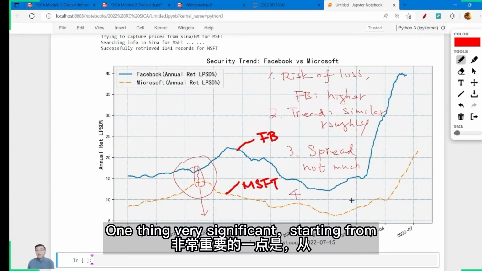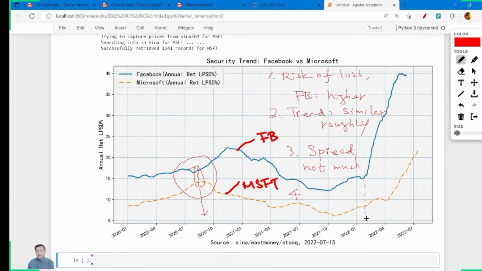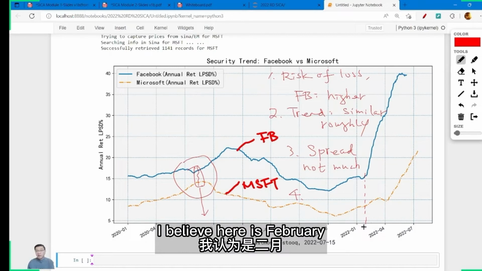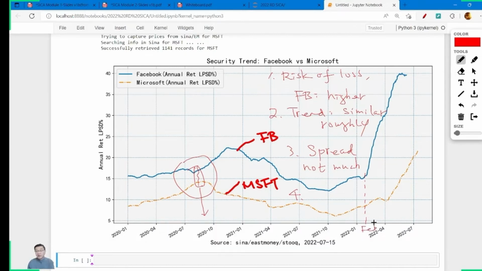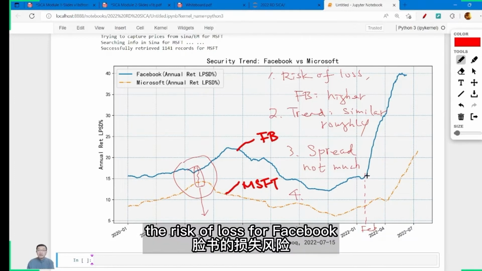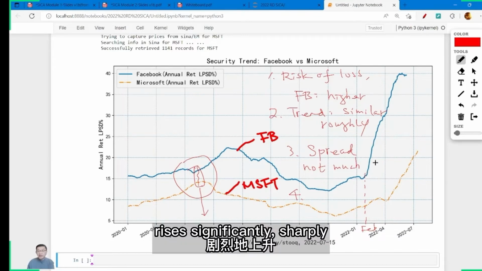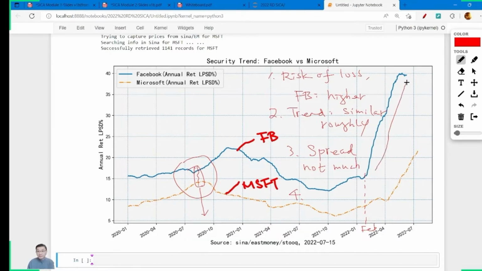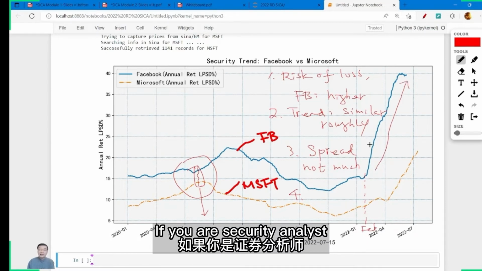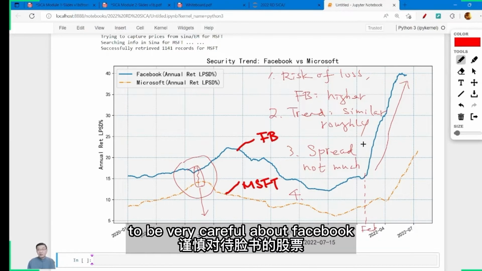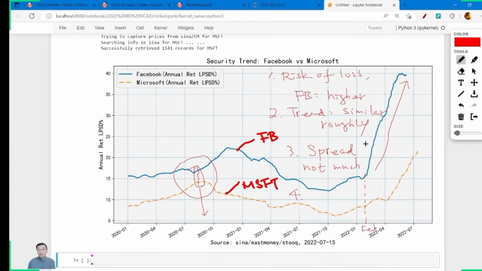One thing very significant, starting from roughly January, February, March, April, I believe here is February. Starting from February, the risk of loss for Facebook rises significantly, sharply. If you are a security analyst, you have to clearly warn your customers, your investors, to be very careful about Facebook. Be careful.